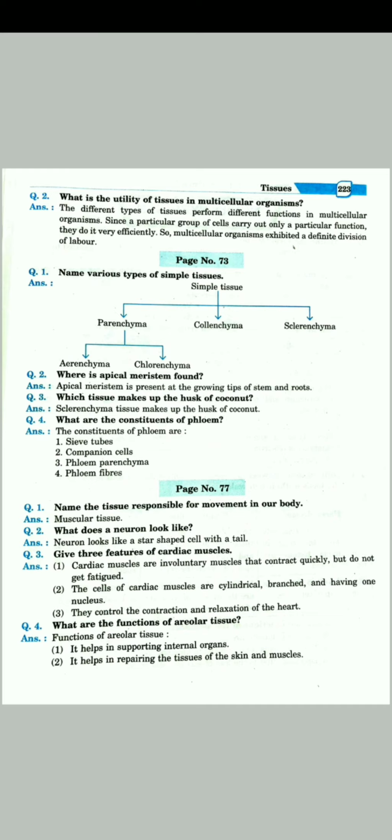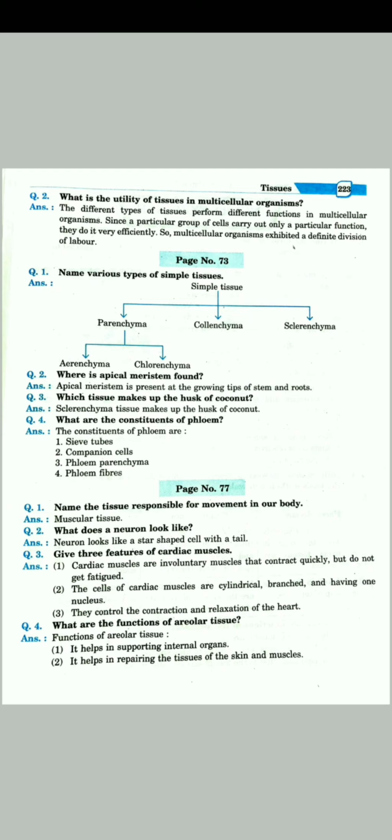simple tissues. What are the names of various types of simple tissues? Simple tissues, you all know: parenchyma, collenchyma, sclerenchyma, then aerenchyma and chlorenchyma. Then, where is apical meristem found? You all know that this type of tissue helps in the increase in length or height of the plant, so it is found in the growing tips of stem and root.